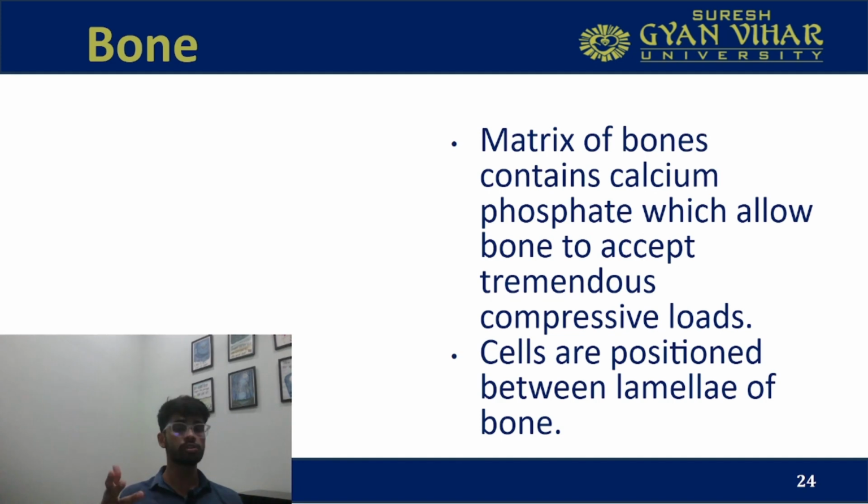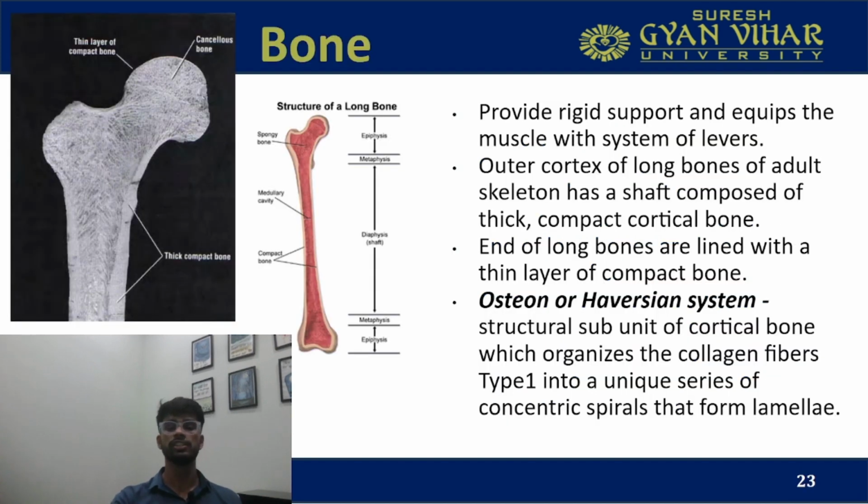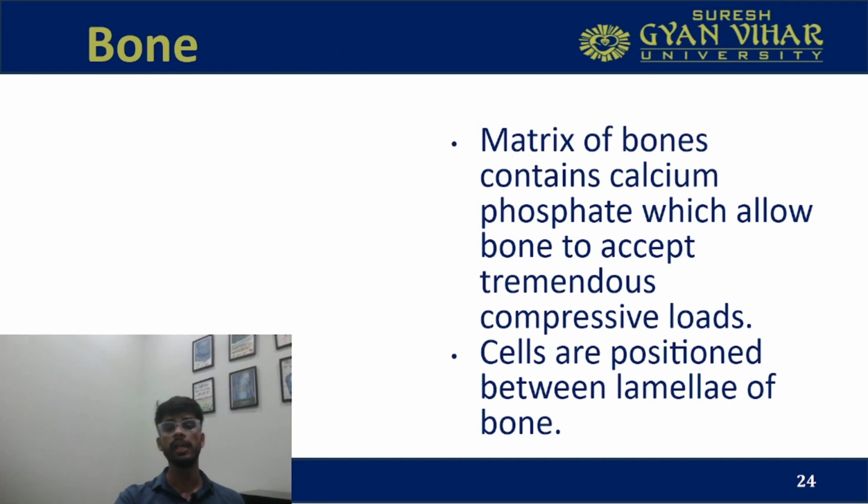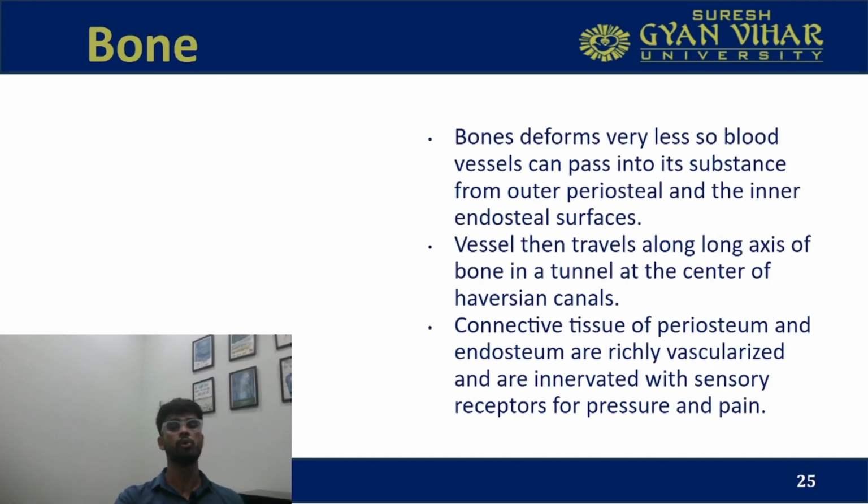There are osteoclast cells which are for the destruction of the bone. They are present between the lamellae. And what is a lamellae? Lamellae are the series of type 1 collagen fibers in a cortical bone. So you must know what the osteon or Haversian system is, what a lamellae is, and where the cells are placed. Cells are placed between the lamellae of the bones. Bones deform very less.